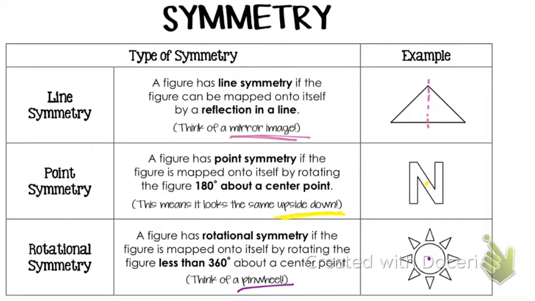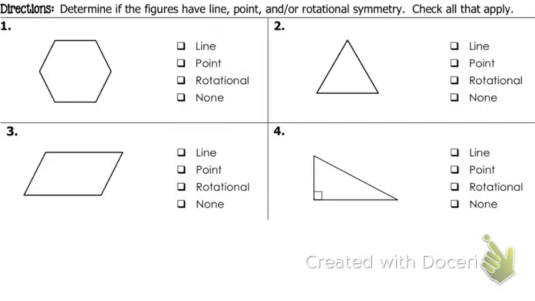Okay, moving on, we're going to try these. This first figure, I want us to walk through this hexagon and say, okay, we're saying check all that apply. Does it have line symmetry, point symmetry, rotational? So we have to test for each one. So is there a line that we can draw through this, any direction, any orientation, any diagonal or straight, whatever, that can go through it?